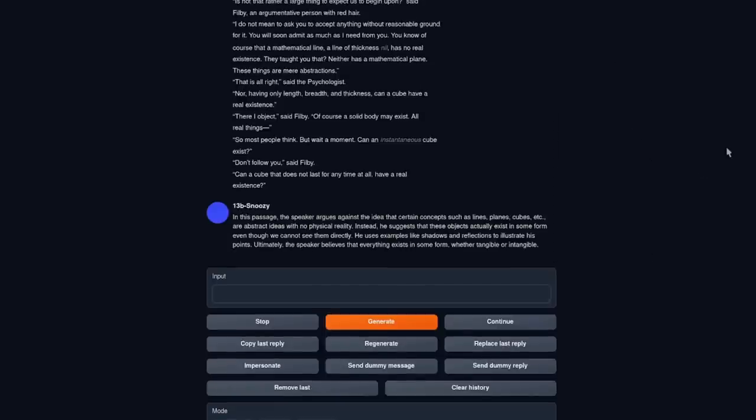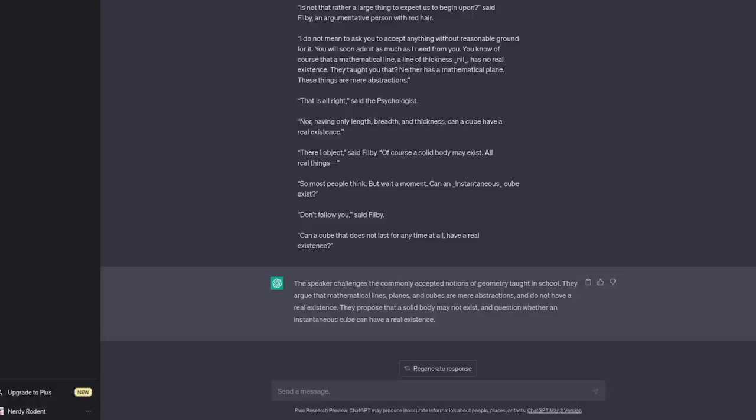In this passage, the speaker argues against the ideas that certain concepts, such as lines, planes, cubes, etc., are abstract ideas with no physical reality. Instead, he suggests that these objects actually exist in some form, even though we cannot see them directly. And ChatGPT says, the speaker challenges the commonly accepted notions of geometry taught in school. And they argue that mathematical lines, planes, and cubes are mere abstractions and do not have a real existence. They propose that a solid body may not exist and question whether an instantaneous cube can have real existence.